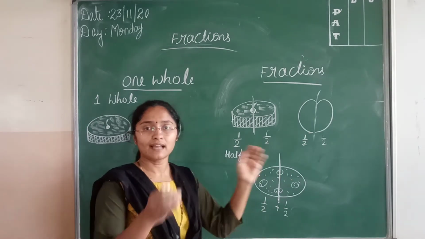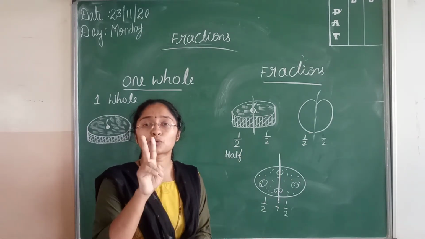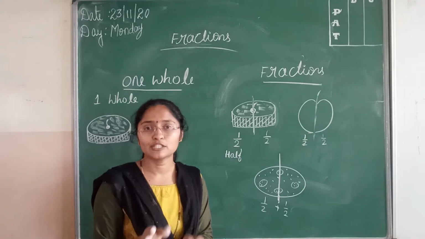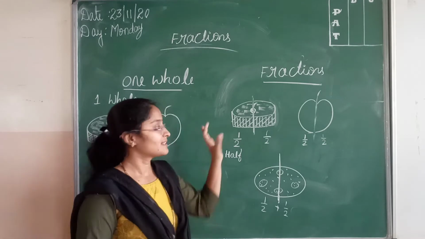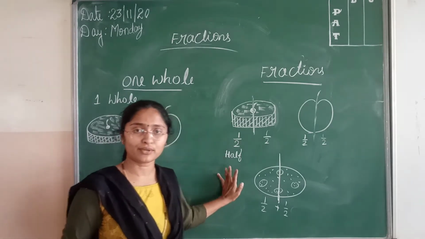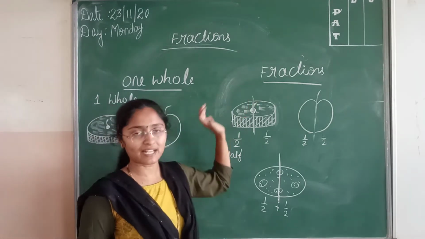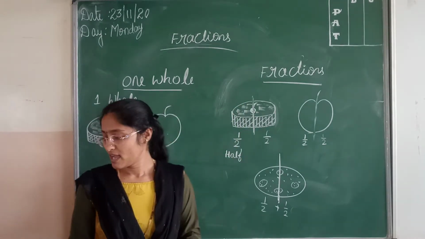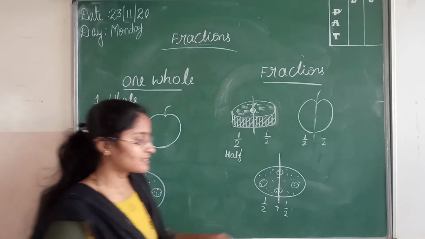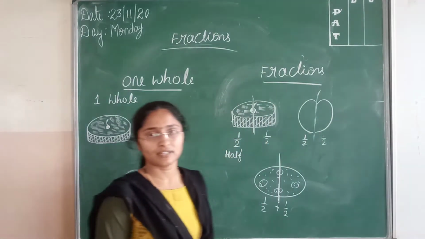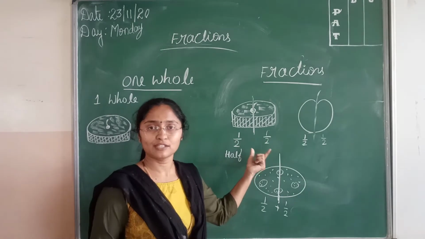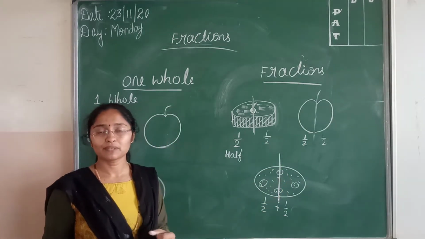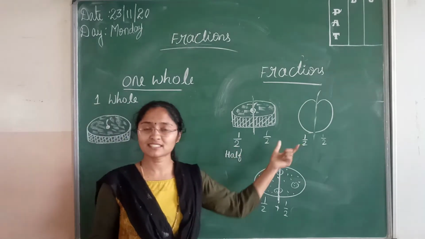When we cut an object into two equal pieces, then we call it half. Half is nothing but a fraction. A fraction is when we cut an object into an equal number of pieces. Here we have cut a cake into two pieces, an apple into two pieces and a pizza into two pieces, and again we can make more parts in this.